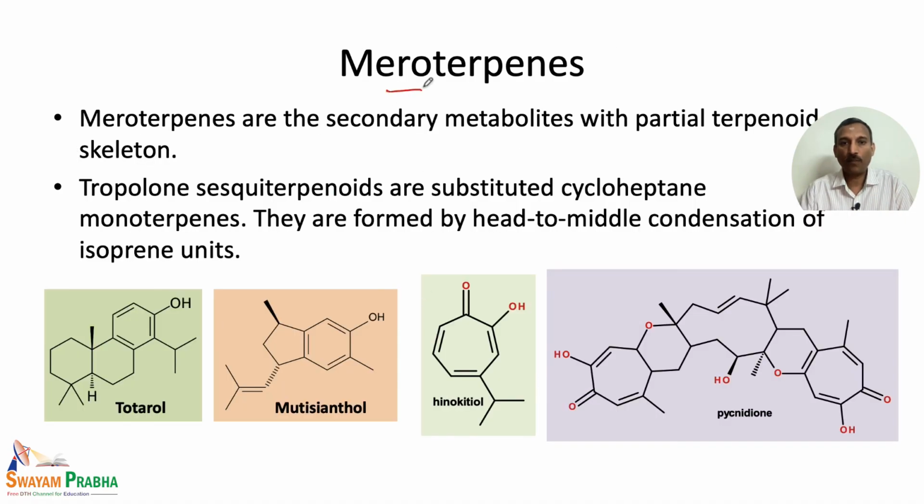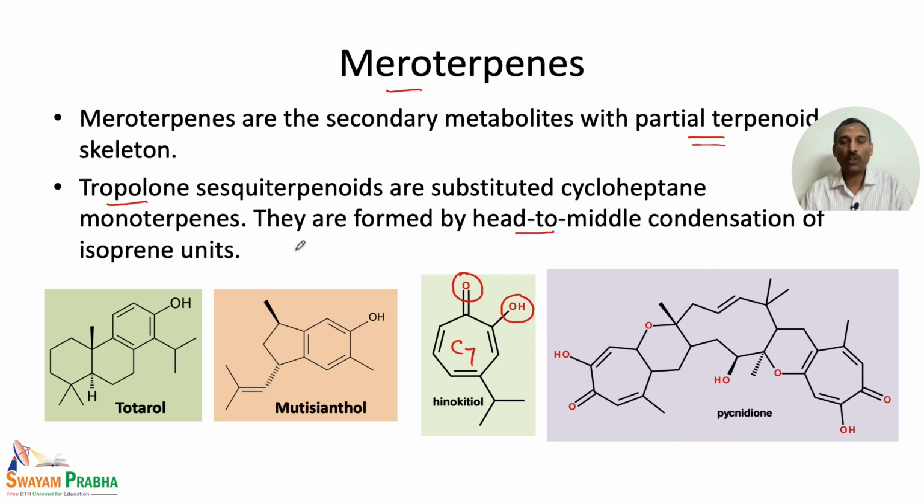Another type is meroterpenes. These meroterpenes are secondary metabolites with a partial terpenoid skeleton. They do not have the complete terpenoid structure, but partial terpenoid structures. The tropolone sesquiterpenoids are substituted cycloheptane monoterpenes. This is a C7 unit, with some substitutions on the cycloheptane skeleton. Hinokitiol is an example of a meroterpene, formed by the head to middle condensation of some of the isoprene units.